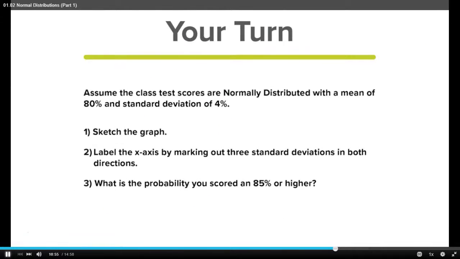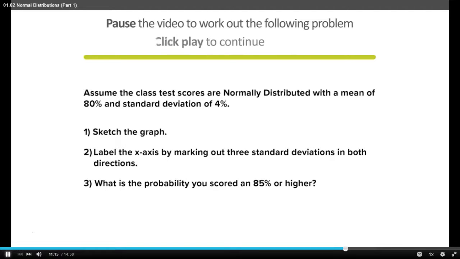Now it's your turn. Assume the class test scores are normally distributed with a mean of 80% and a standard deviation of 4%. 1. Sketch the graph. 2. Label the x-axis by marking out 3 standard deviations in both directions. And then 3. What is the probability you scored an 85% or higher? Pause the video to work out the problem. Click play to continue.